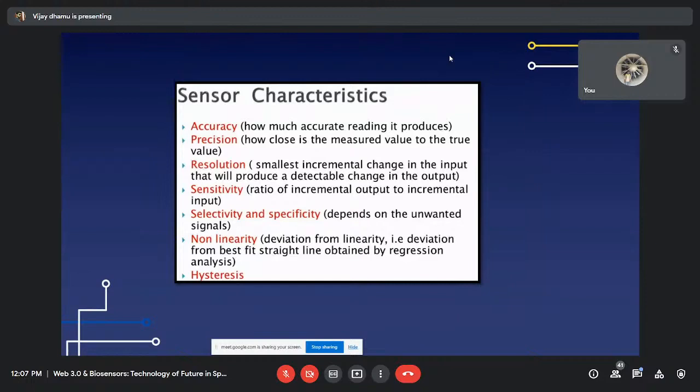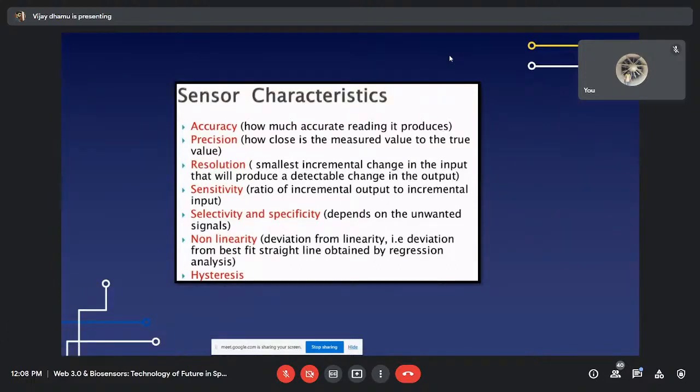So if you are using an EMG to measure muscle contraction, but you are moving and your sensor is exposed to atmospheric movement, all those movements might cause a few noises. Whatever we are measuring, we want only this signal, that is, the muscle contraction signal. That is what selectivity and specificity mean. Then non-linearity and hysteresis.